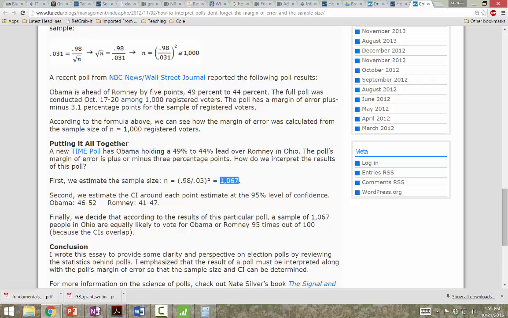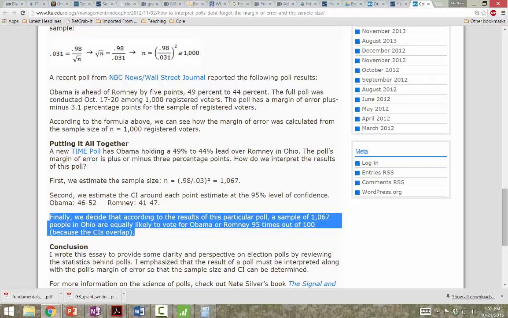Now we go and we determine each candidate's confidence interval at the 95% level. So the margin of error was 3 points. So we take the 49, we add 3 to it, that gets us to 52. We take the 49, subtract 3, that gets us 46. We take the 44 for Romney and add 3 to it, that gets 47. We take the 44, subtract 3, we get 41. So now we put it all together.